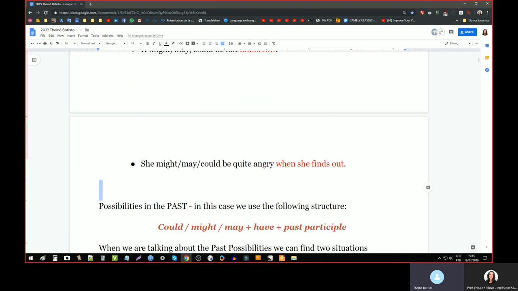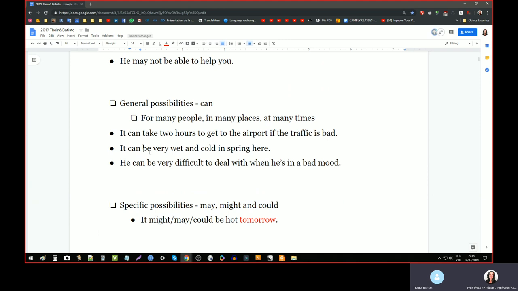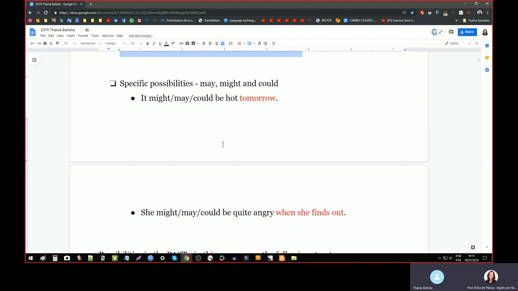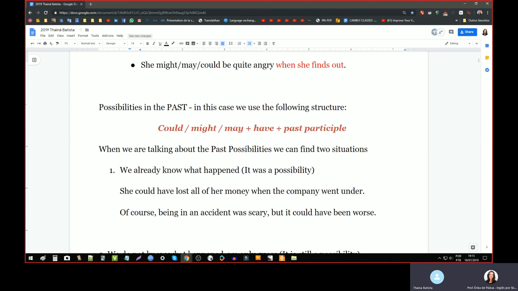Exactly, because it's in the future, right? I'm predicting the future. This is not just any time. It's when she finds out. It's specifying the situation. It's different from here. These situations are not specified. They're general. Here you have an average, there is a variation. But here I'm talking about tomorrow specifically and when she finds out specifically. Is it a specific point in the future? Yes. Exactly. All right, what else?